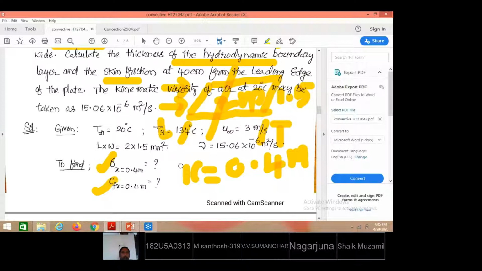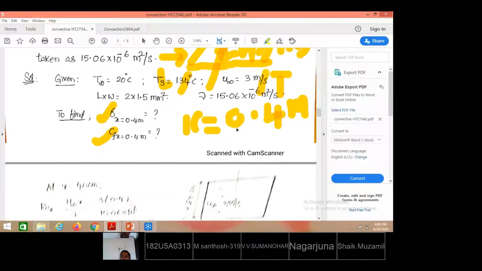The properties are already given in the problem itself. You need not check for them. If the properties are not given, they must be taken from the data book at the film temperature. Now the properties are straight away given in the problem, so we need not take them again from the data book.